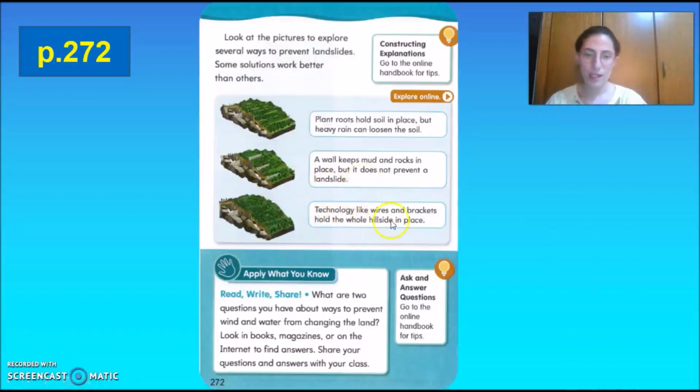Last picture. Technology like wires and brackets hold the whole hillside in place. So using the technology that the engineers created for us, such as the brackets and the wires, it will hold what? It will hold the whole hillside in its place and stop it from sliding down, even if there is heavy rain, which means that this technology is the best solution among these 3 to stop the landslide from happening.